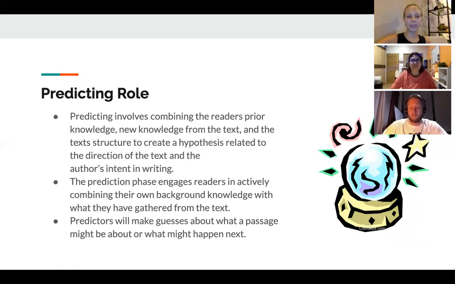The first role that takes place is the predicting role. The predicting role involves combining the reader's prior knowledge, new knowledge they may get from the text, and the text structure to create a hypothesis related to the direction of the text and the author's intent in writing. The prediction phase engages readers in actively combining their own background knowledge with what they have gathered from the text. Predictors will make guesses about what a passage might be about or what might happen next.